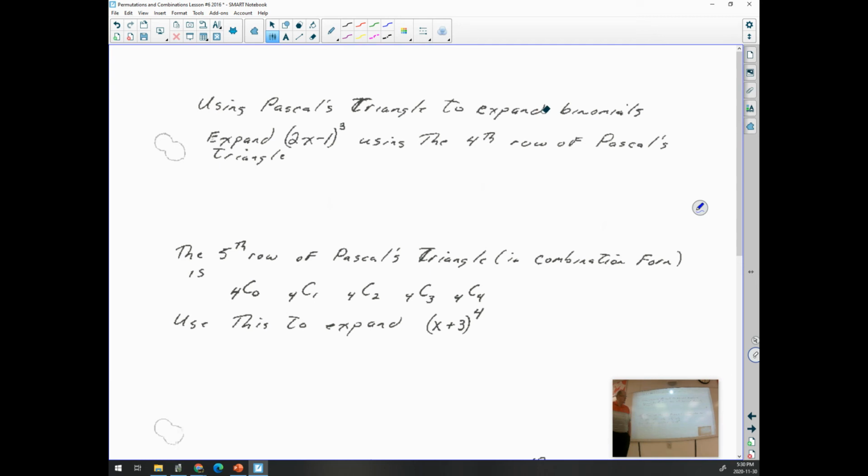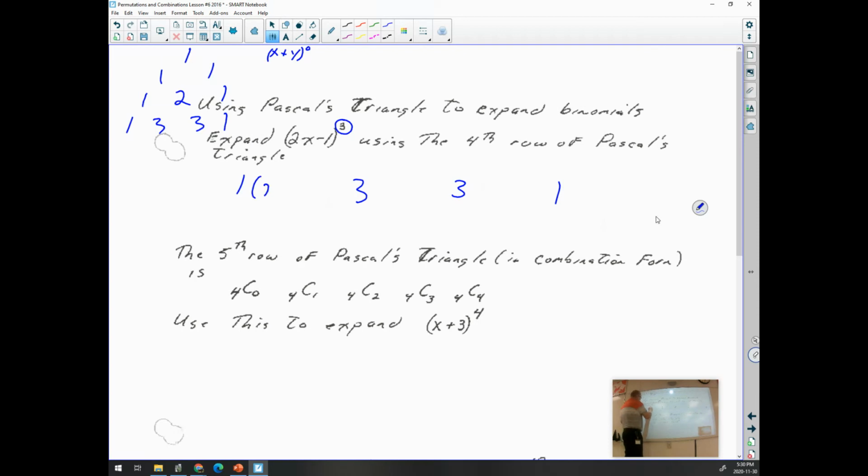Now, we're going to use Pascal's triangle to expand the binomial using the 4th row. Now, the 4th row of Pascal's triangle, if you don't remember it, let's create it. I know it's the 4th row because this guy starts at x plus y to the power of 0. We have some value minus 1 to the power of 3. Our x in this case is 2x and our y is negative 1. So my coefficients will be 1, 3, 3, 1.